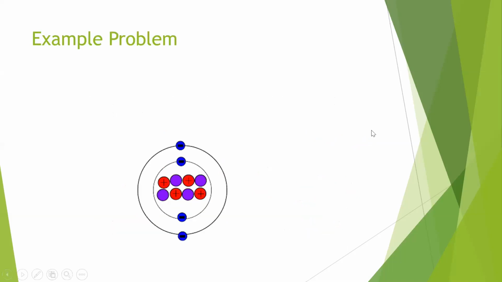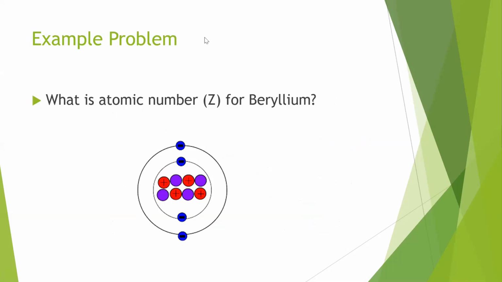So we're going to have some example problems. Please PM me the answers once you get them. What is the atomic number Z for beryllium? Yep, I'm seeing a lot of correct answers in the chat. So remember, atomic number is basically the number of protons.